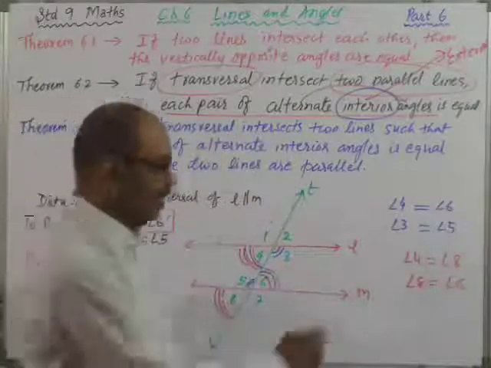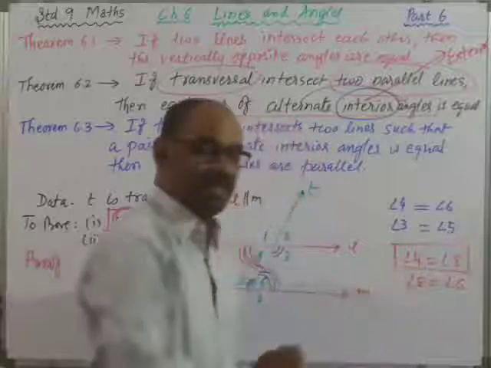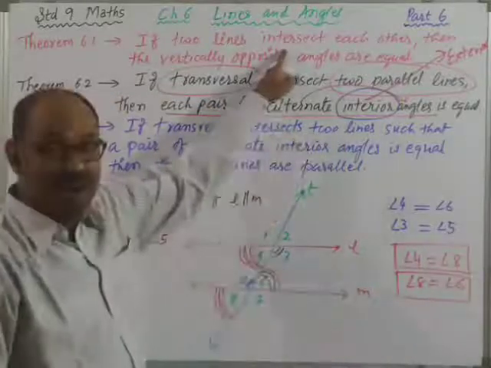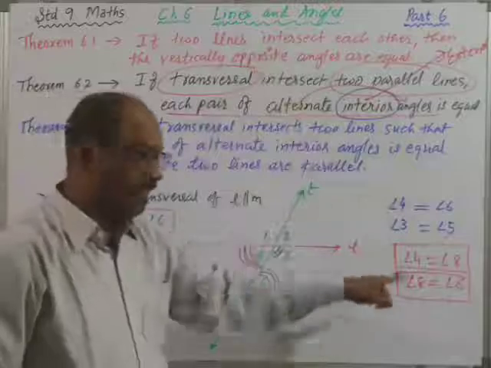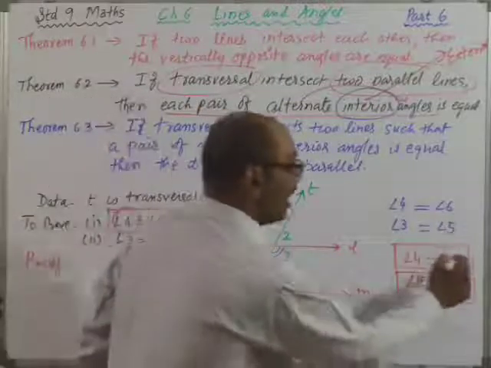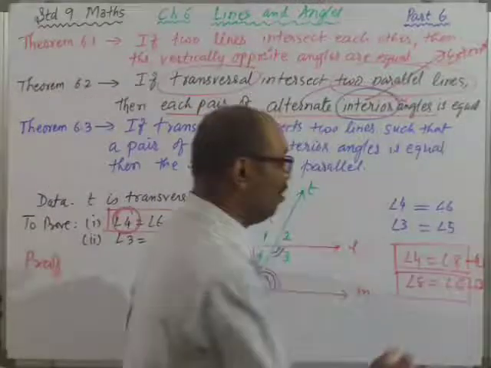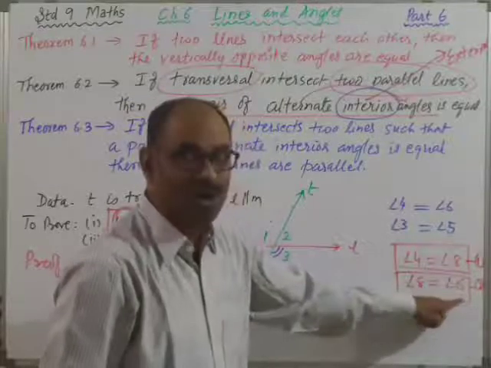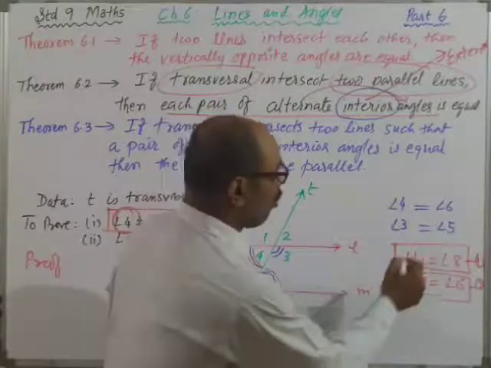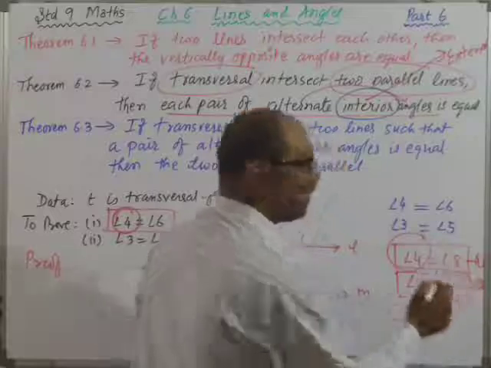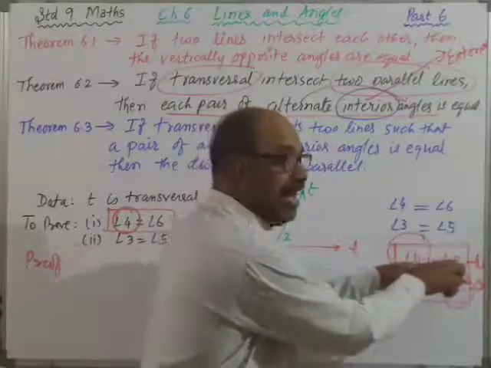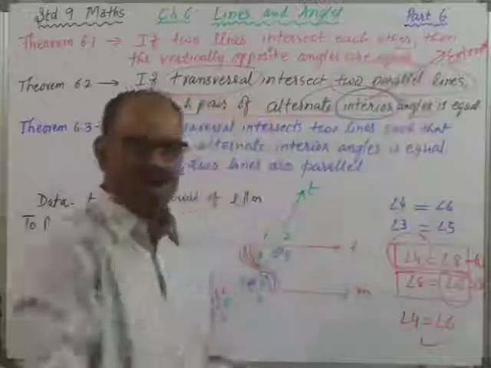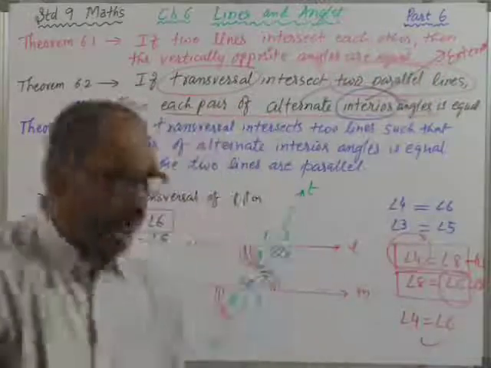Vertically opposite angles. This is by axiom 6.3 and this is by theorem 6.1. So this is result 1, this is result 2. The work is done. 4 is equal to 8 and 8 is equal to 6. So 4 and 6 are equal to the same angle 8. So angle 4 is equal to angle 6. Proved. I hope you have understood.